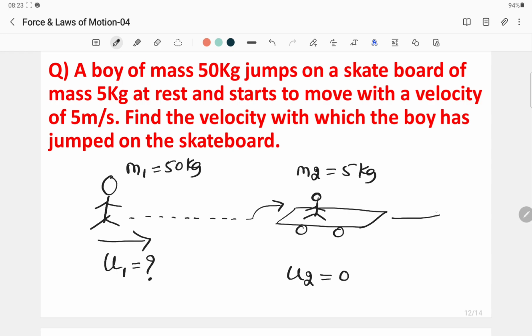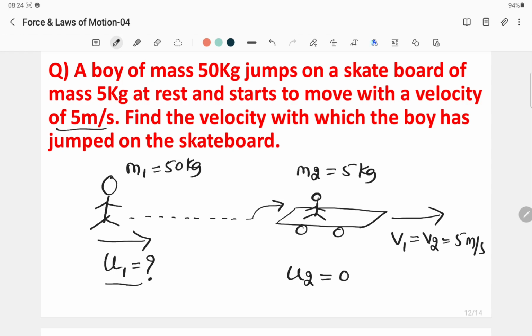Now both of them will move with what velocity? 5 meters per second. Both will move. That means the velocity of the boy, which we first considered as the boy, is v1, and v2 is the final velocity of the skateboard, because we are considering this as the second one. So v1 and v2 both are how much? Both are 5 meters per second. Correct. So now they are asking about this u1, with what velocity he came.